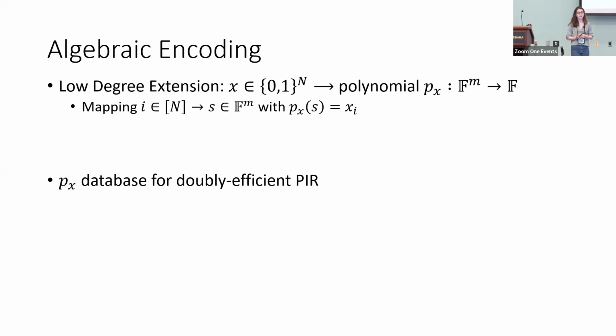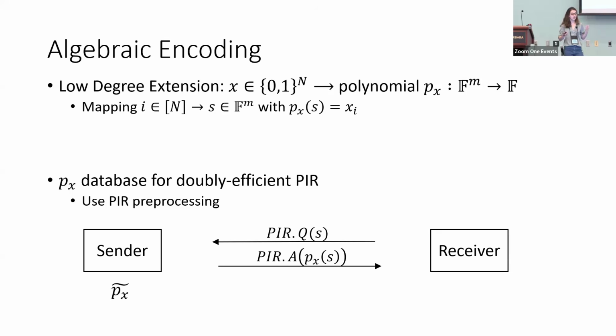And now, once we have this polynomial, we can use its truth table as a database for the doubly efficient PIR. So the pre-processing of our commitment will just be the pre-processing of the doubly efficient PIR on the truth table. And now in online time, the receiver can privately query the evaluation of every point in the polynomial. So let's see how we use this to construct a commitment.